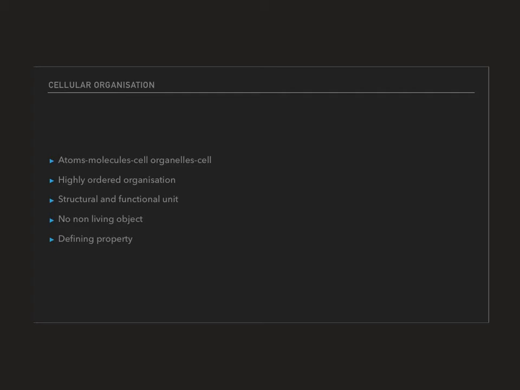All organisms are made up of cells. That's why we say cell is the structural unit. All functions of an organism take place within the cell. All activities of an organism take place within the cell. That's why we say cell is a functional unit. No non-living object has this kind of highly organized cell. That's why it is a defining property of living organisms.